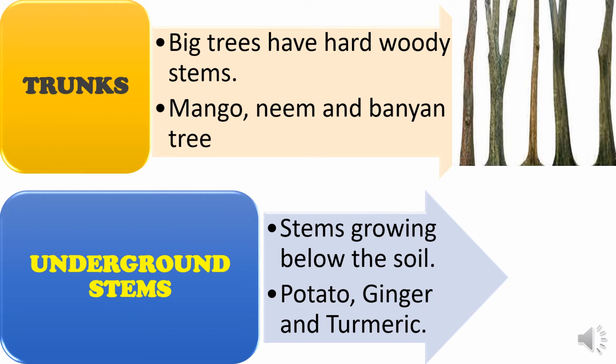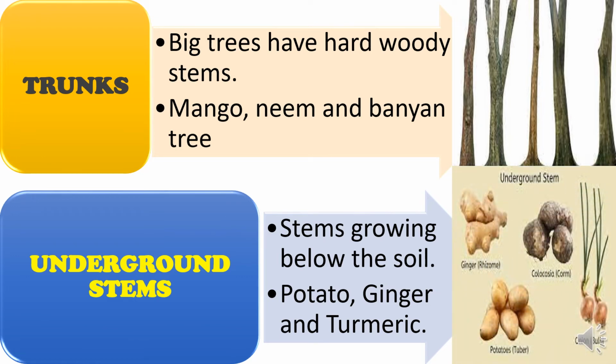The next and last category of stem is the underground stem. Underground stem means that some stems grow below the soil also. Yes, this is an exception. Stems generally grow above the soil, but one category of stem grows inside the soil, like potato, ginger and turmeric. Now we have learned about the five categories of stems: herbs, creepers, climbers, trunks and underground stem. So this was about the stem part of the shoot system.